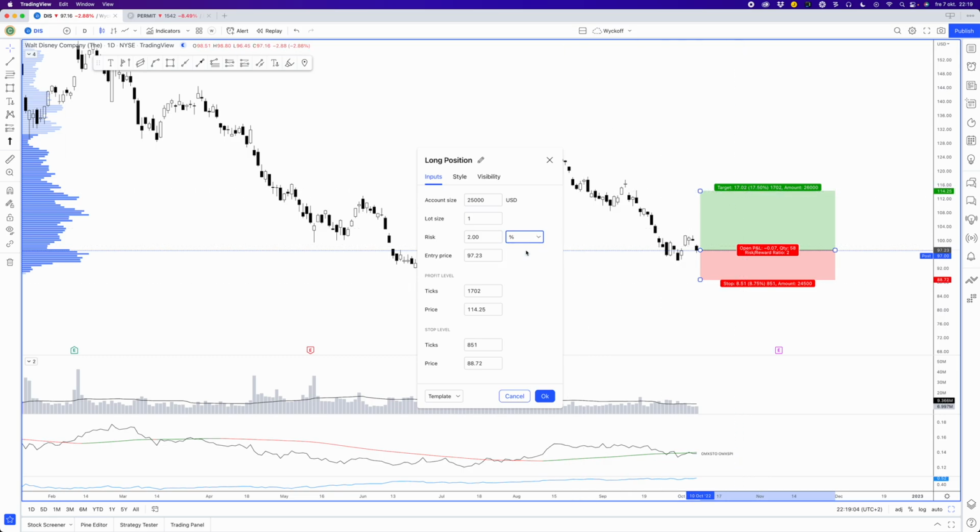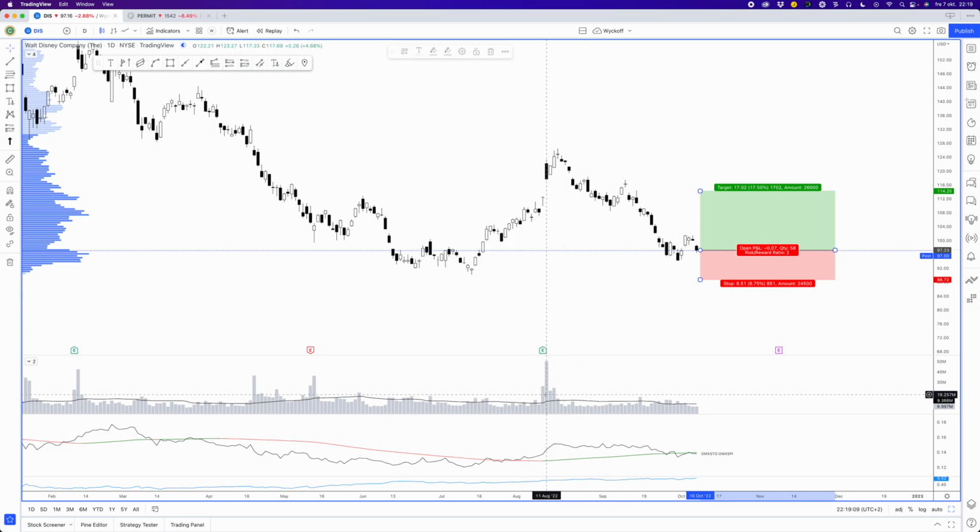So what I can see now is that I can buy 58 stocks to have this risk. If I set my stop loss at 88.72, I will be risking $500 if I buy 58 stocks. So that's really good to know.